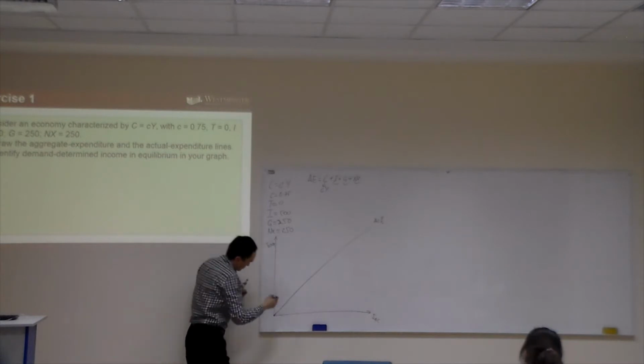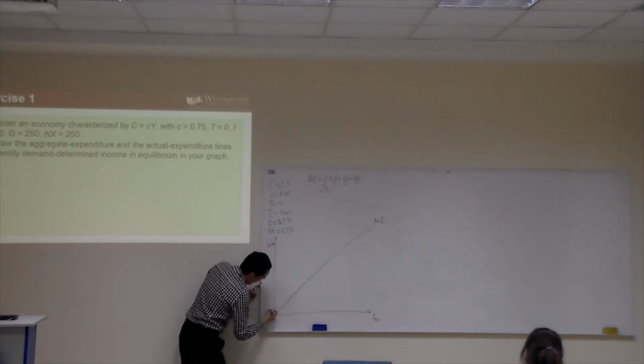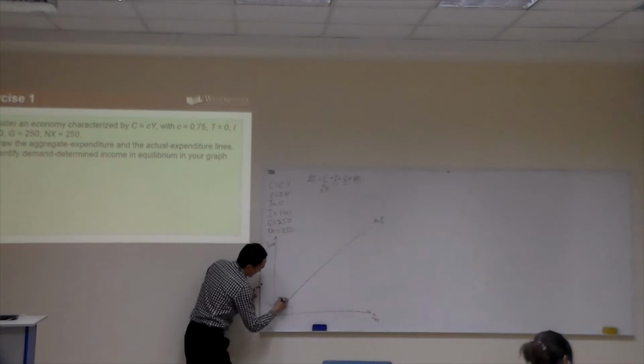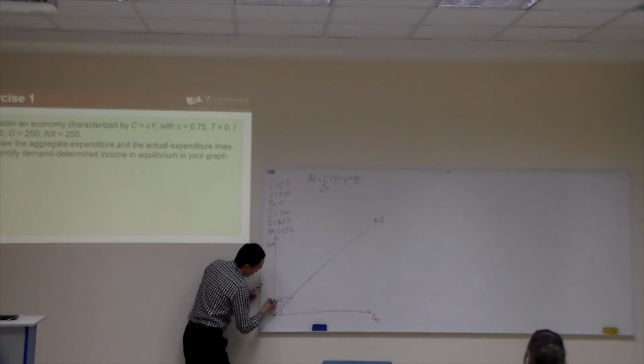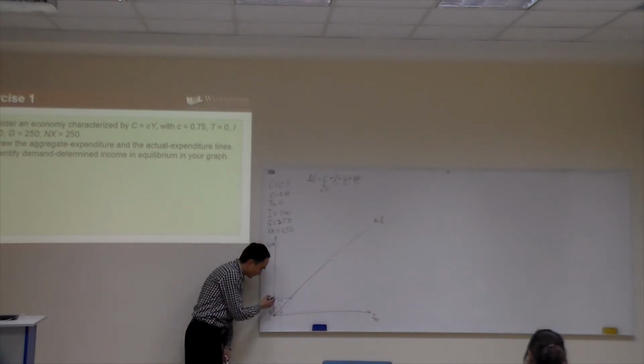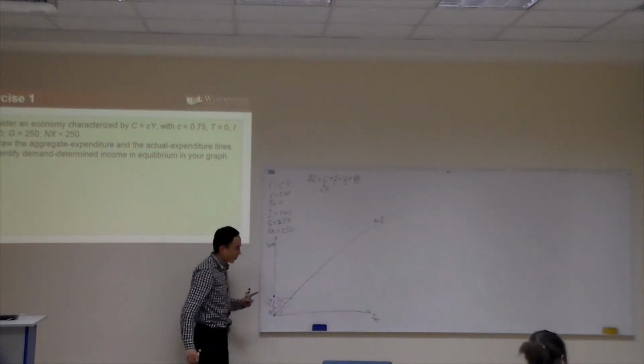For the exogenous components, we know investment expenditure is 500. Then we have plus government expenditure, which is 250. And we have another, net export, which is also 250. So our aggregate expenditure line starts from this point. And how do we draw the cross point?